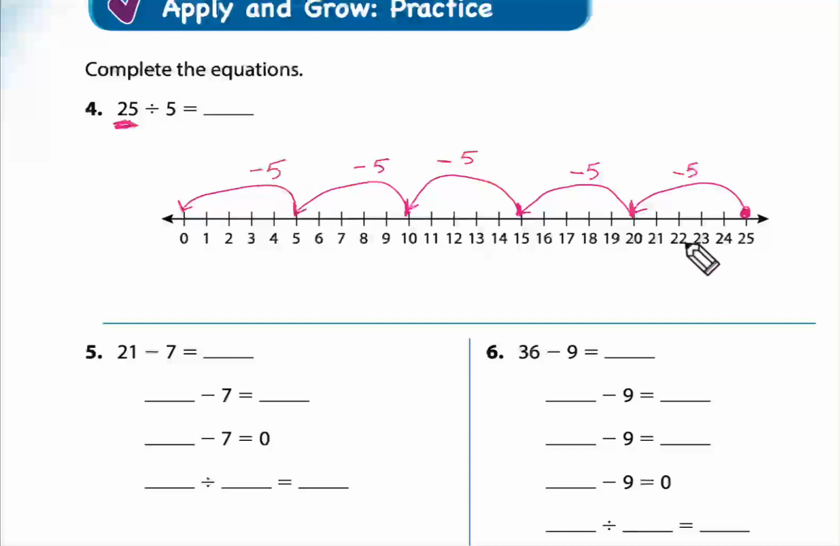Okay, let's count how many jumps we did. We have here 1, 2, 3, 4, 5 jumps. So the answer is 5. 25 divided by 5 equals 5. Okay, my heroes, do it quickly.